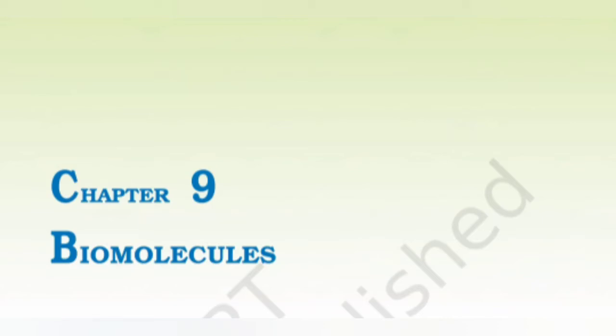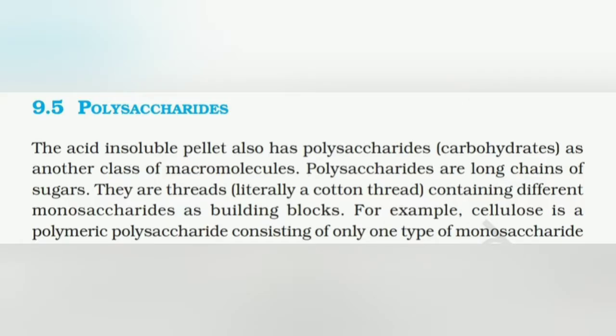Good morning, students. Let us continue with the next biomolecule, polysaccharide. The acid insoluble pellet also has polysaccharides, carbohydrates, as another class of macromolecules. Polysaccharides are long chains of sugar. They are threads, literally like a cotton thread, containing different monosaccharides as building blocks. For example, cellulose is a polymeric polysaccharide consisting of only one type of monosaccharide, that is glucose.